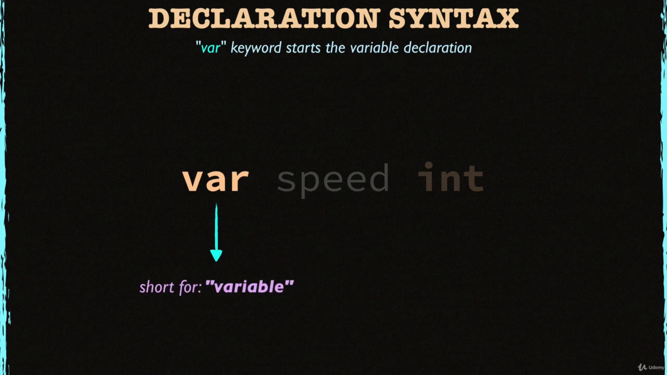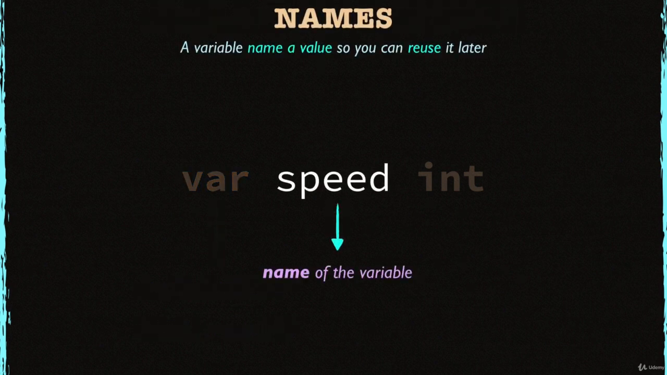This var keyword means variable. It simply tells Go that let's declare a variable. So you always have to type this keyword first. After the var keyword, you need to give a unique name to your variable. Here, the speed is the name of this variable.